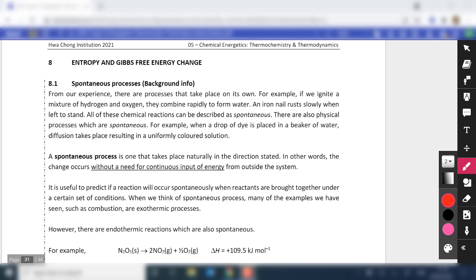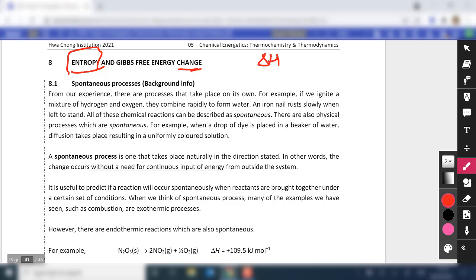So it seems that the focus on delta H has been quite heavy from two weeks ago until now. Now we are going to introduce two new terms. The first term is entropy. This term is coupled with the word change as well. Similar to delta H, which is a state function, entropy is also a state function.